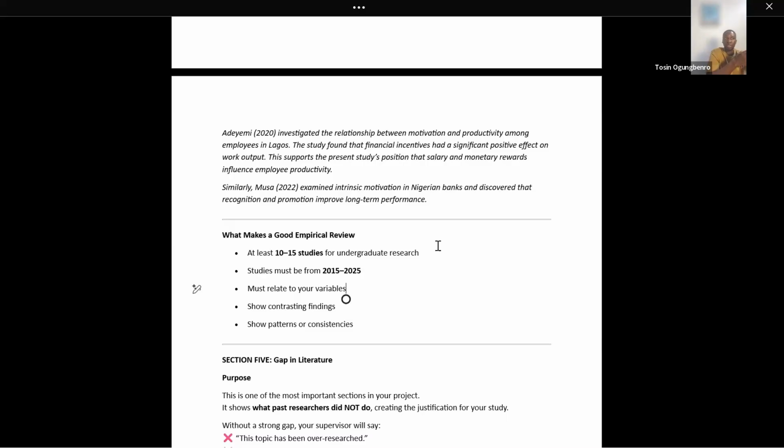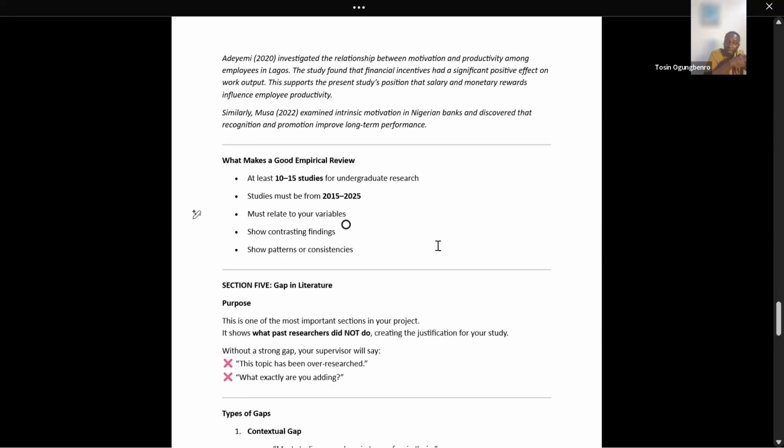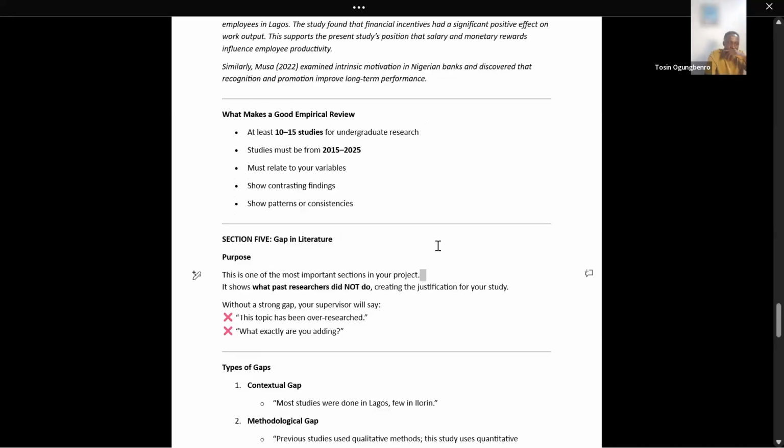Your conceptual review is critical when it is diverse: different opinions, people that disagree with each other. Somebody is saying this, another person is saying this. They'll say, okay, they will give you a thumbs up that they are trying. So show contrasting findings, show patterns or consistencies. You get.